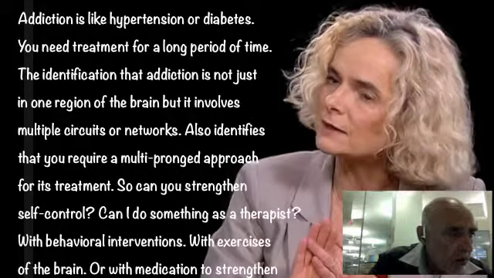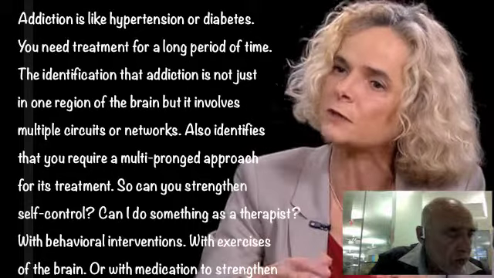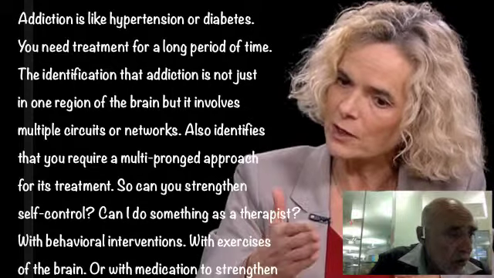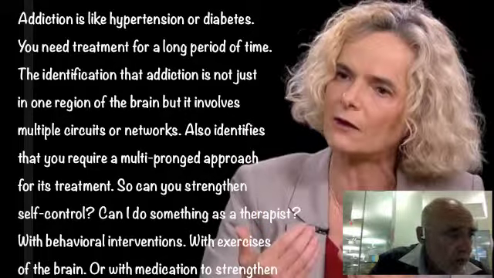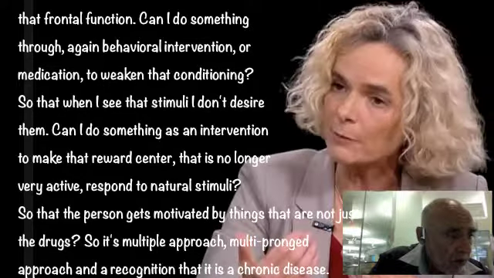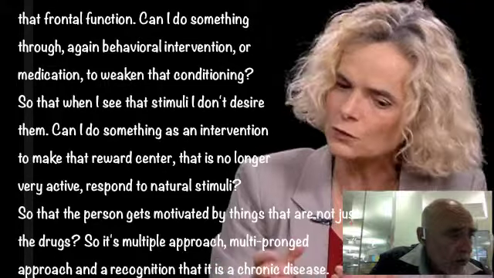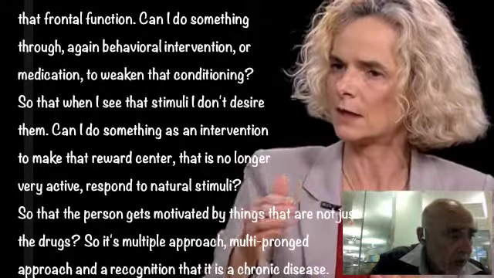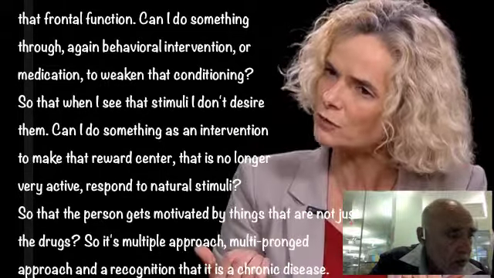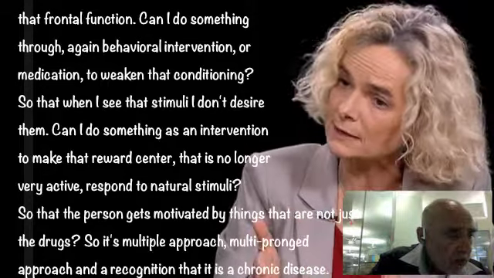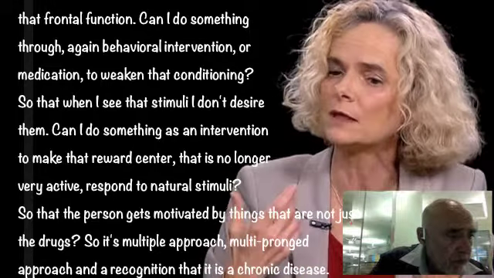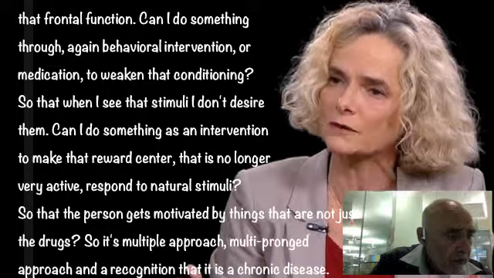The identification that addiction is not just in one region of the brain, but involves multiple circuits or networks, also identifies that you require a multi-pronged approach for its treatment. So can you strengthen self-control? Can I do something as a therapist with behavioral interventions, with exercises of the brain, or with medication to strengthen that frontal function? Can I do something, again through behavioral intervention or medication, to weaken that conditioning so that when I see that stimulus, I don't desire it? Can I do something as an intervention to make that reward center, which is no longer very active, respond to natural stimuli so that the person gets motivated by things that are not just the drugs? So it's a multi-pronged approach, and a recognition that it is a chronic disease.